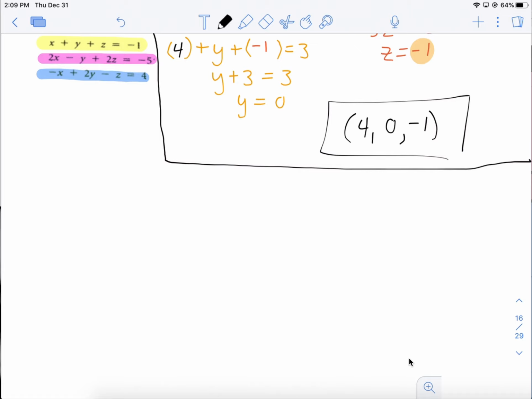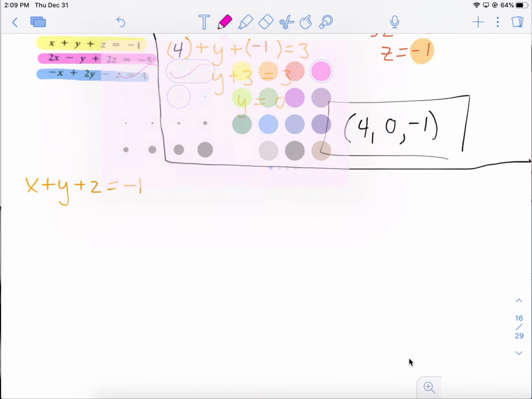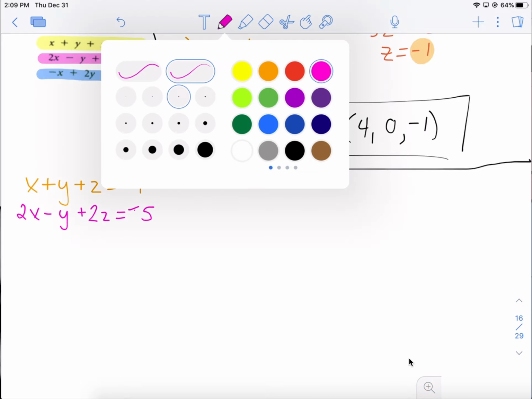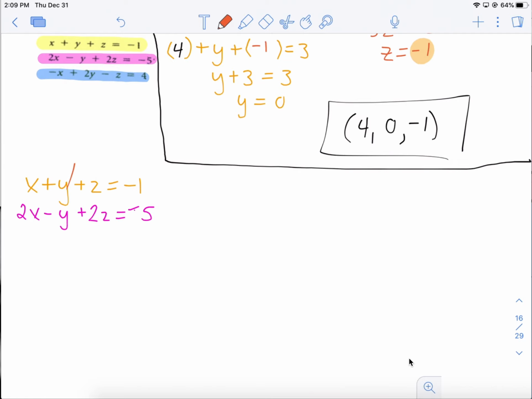All right, so if I'm looking through this, I notice from the start that the pink and the yellow equations, they can eliminate the y. So let's go ahead and start with those ones. So I'm going to go x plus y plus z equals a -1. Going pink equation, 2x minus y plus 2z equals a -5. Getting back to my orange, y's are going to cancel, and I add up what's left. 3x plus 3z equals a -6.